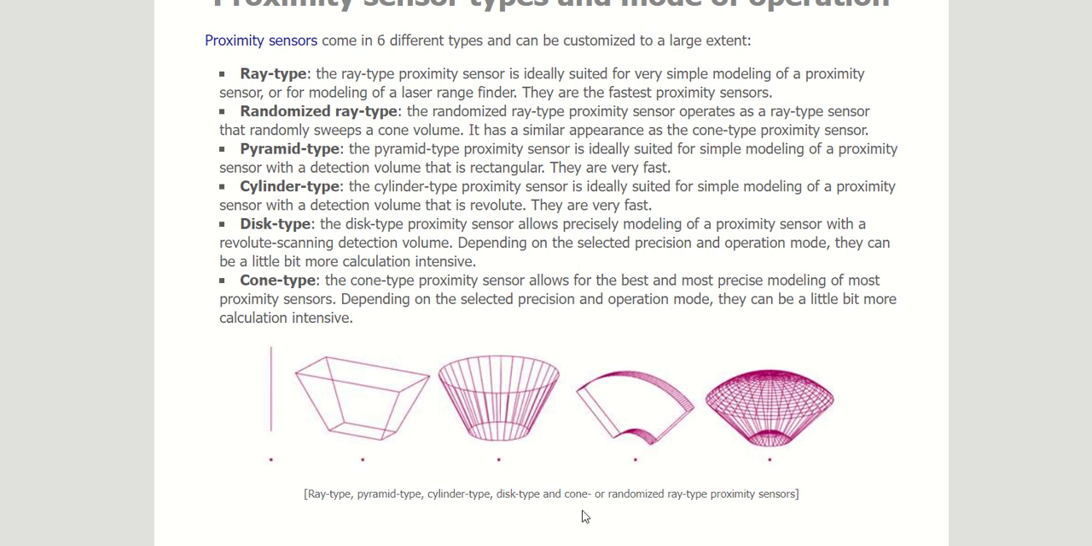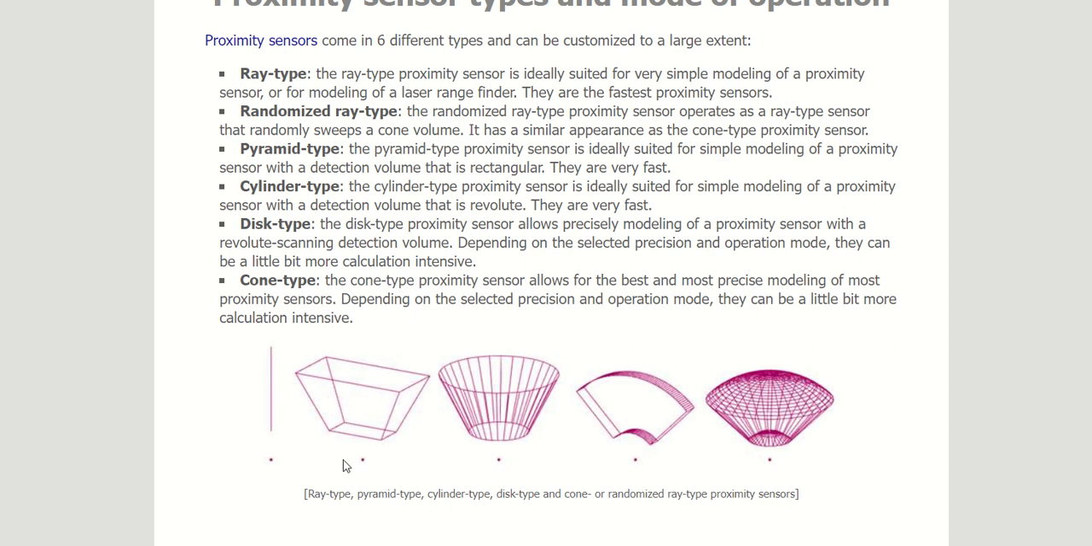Then we have the pyramid type. The pyramid type proximity sensor is ideally suited for simple modeling of a proximity sensor with a detection volume that is rectangular, right? And pyramid types are also very fast, just like the ray type. Not as fast as the ray type, but they are fast as well. And this second one with this image is the pyramid type.